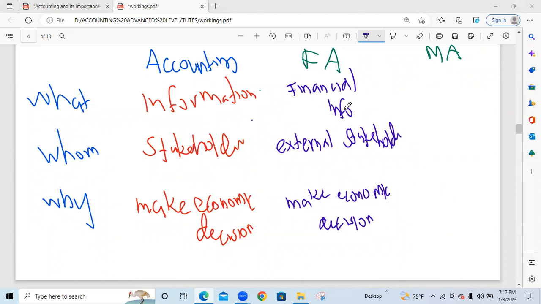It's not just a decision, because when you make a normal decision, your cost can be higher than the return. When they use the word economic, as a customer you should make the decision where your return will be higher than the cost you incurred. So that's financial accounting.